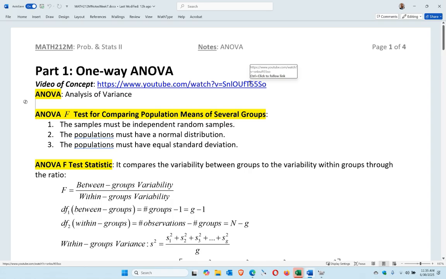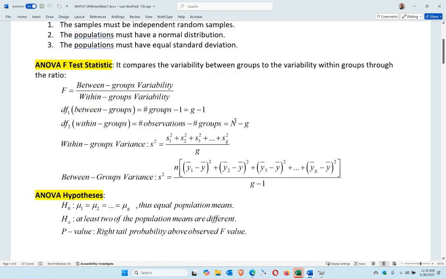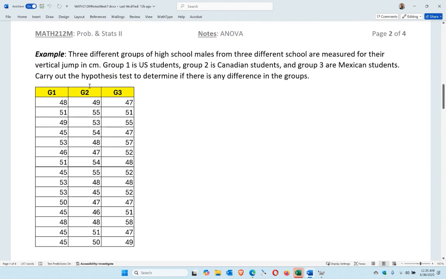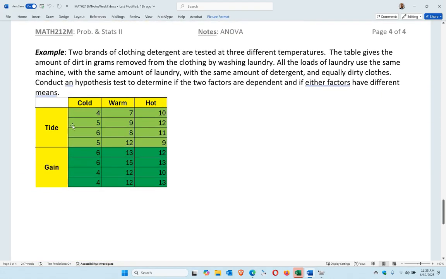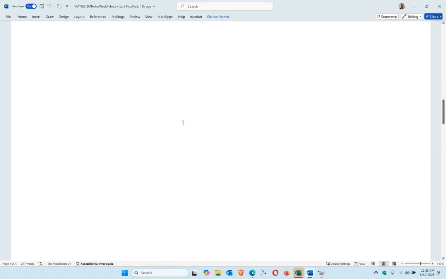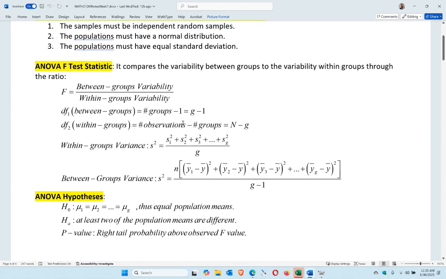So if it just says ANOVA, that means one-way typically. One-way and two-way mean the number of factors. Basically, if it's one factor, like they're just different groups, that's just an ANOVA. If you have two ways, two different factors, then it's a two-way ANOVA. All right, so we'll do the first one here.